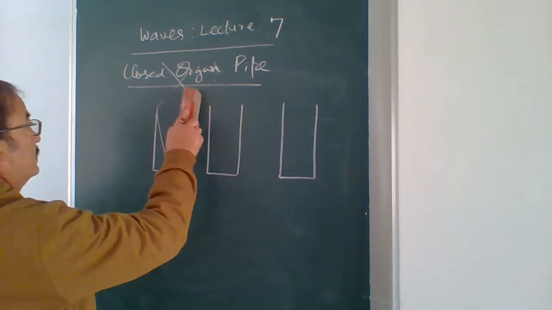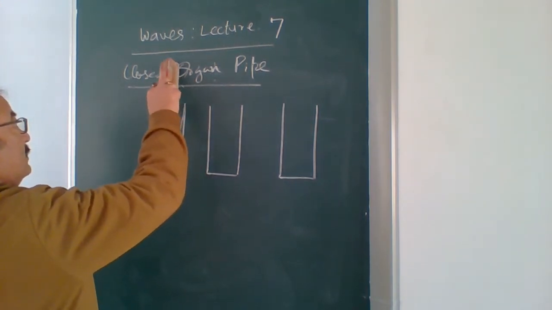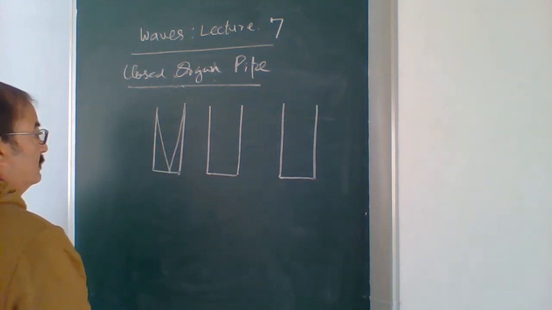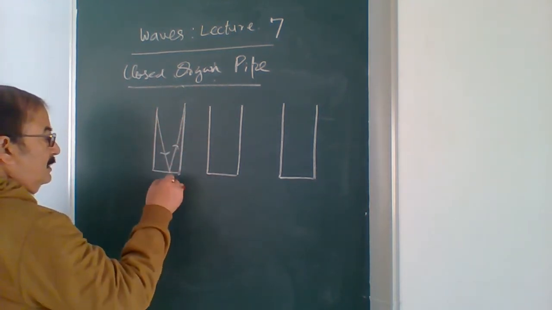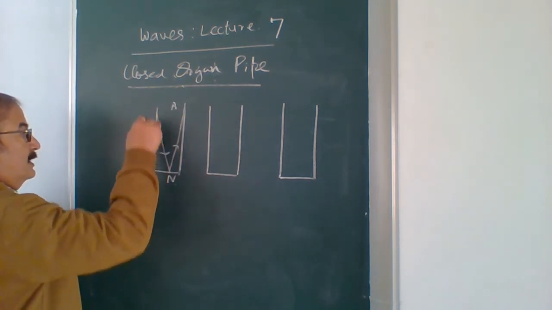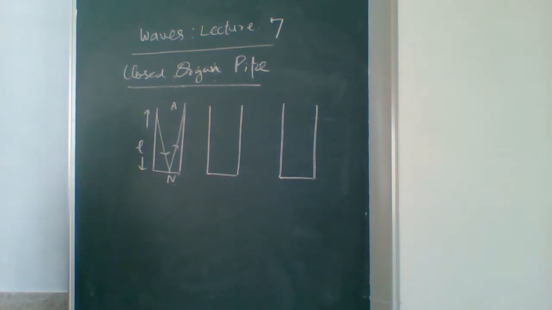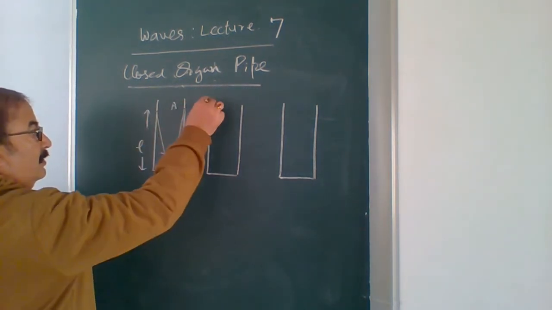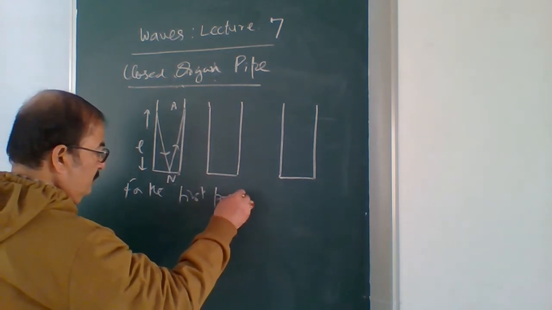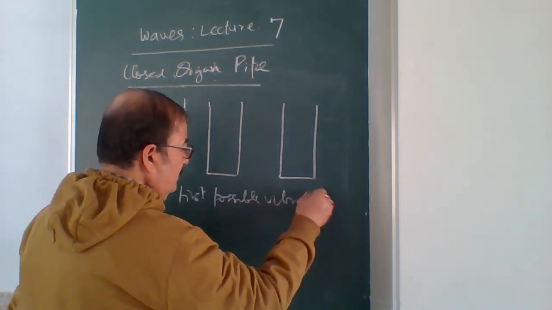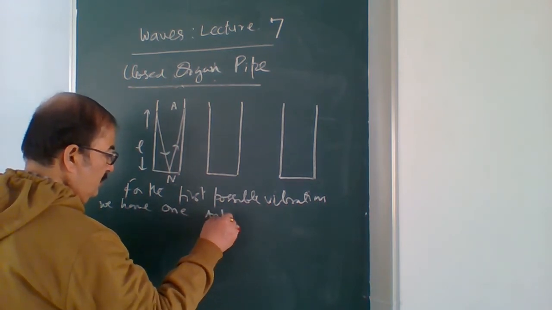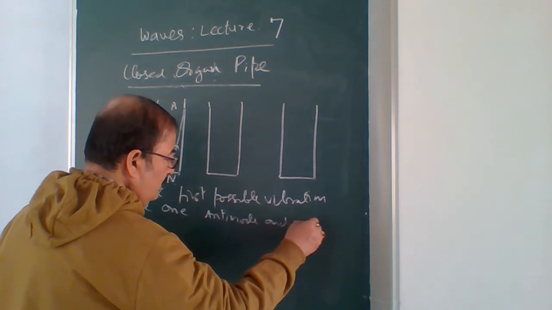We have to remove this portion, but for your information I must tell you one thing, that at the open end only antinodes are formed. Antinodes means maximum displacement, you can see maximum displacement, and at the rigid end, that is the closed end, we have only nodes. This is node and this is antinode. That means if L is the size of the tube, then for the first possible vibration, we have one antinode and one node.